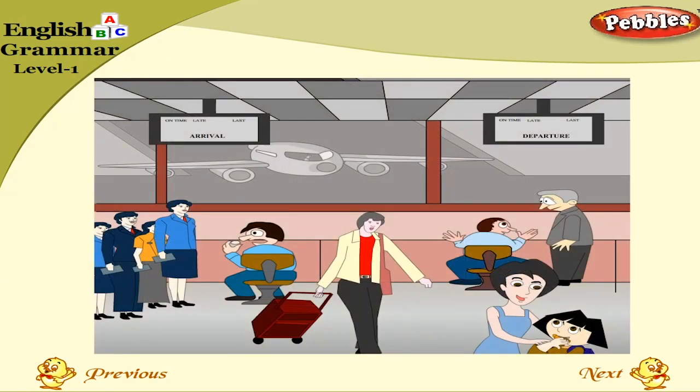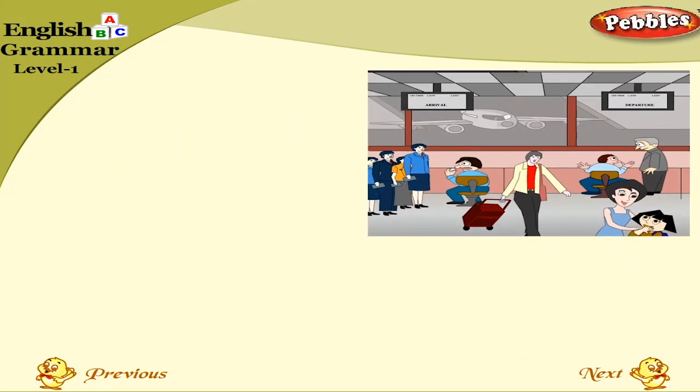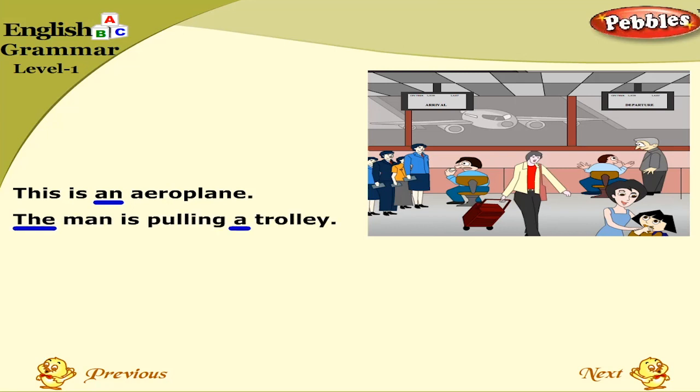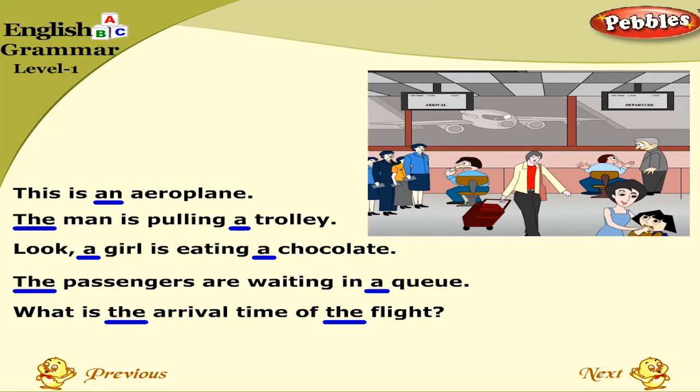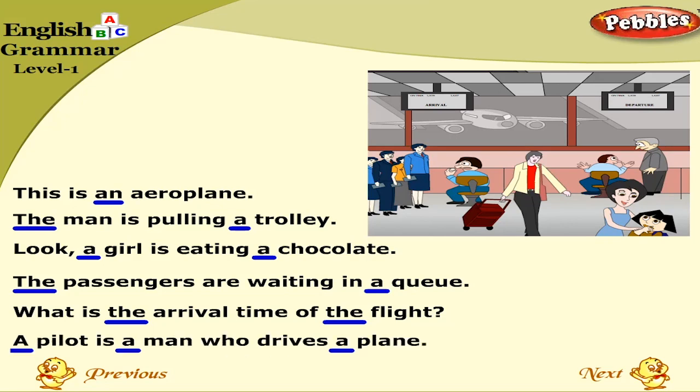Look at this airport. Make some sentences from this picture. This is an aeroplane. The man is pulling a trolley. Look, a girl is eating a chocolate. The passengers are waiting in a queue. What is the arrival time of the flight? A pilot is a man who drives a plane. Very good. Everything is right. Yay!